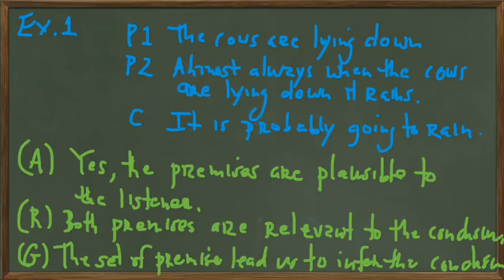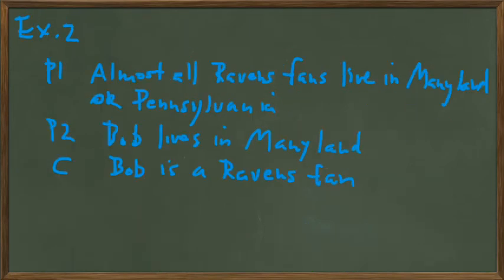So let's take a look at another inductive argument, several more, to get a better feel for how to analyze them with the ARG criteria and how to determine their strength. So here is a second inductive argument. Premise 1, almost all Ravens fans live in Maryland or Pennsylvania. Premise 2, Bob lives in Maryland. Conclusion, Bob is a Ravens fan.